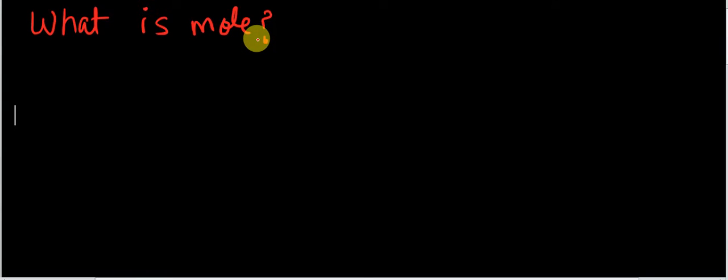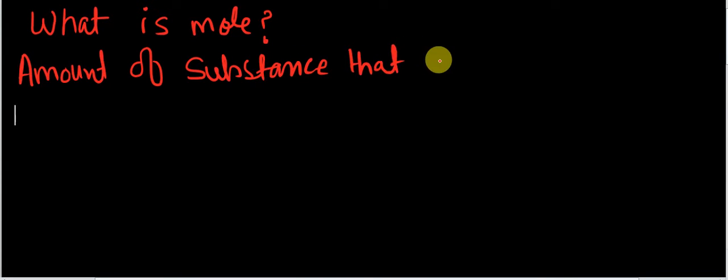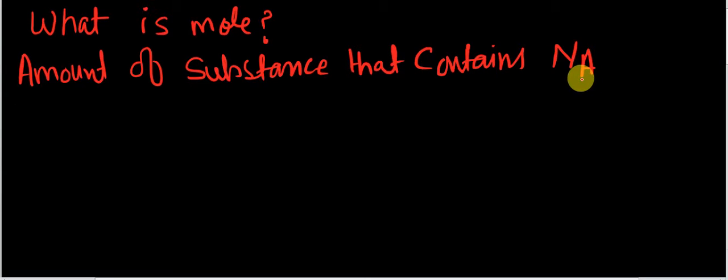Okay, what is a mole? Mole is actually the unit of chemist, and you can define the mole. It is the amount of substance that contains Avogadro's number. A stands for Avogadro's, N stands for number.